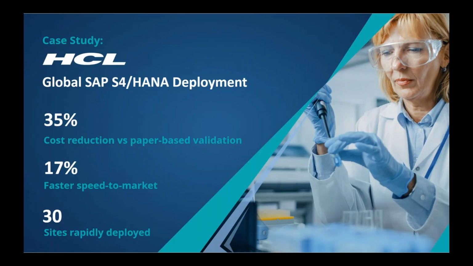So what they wanted to do essentially was, once they deployed their SAP HANA deployment in that particular area, what they saw was a 35% reduction versus paper-based validation, a 17% faster speed to market, and 30 sites rapidly deployed. Now that's deploying your digital solution across 30 sites, which, if we all go back to our own experiences, it can take time to deploy anything in a site. So 30 sites being rapidly deployed is quite a speedy thing.